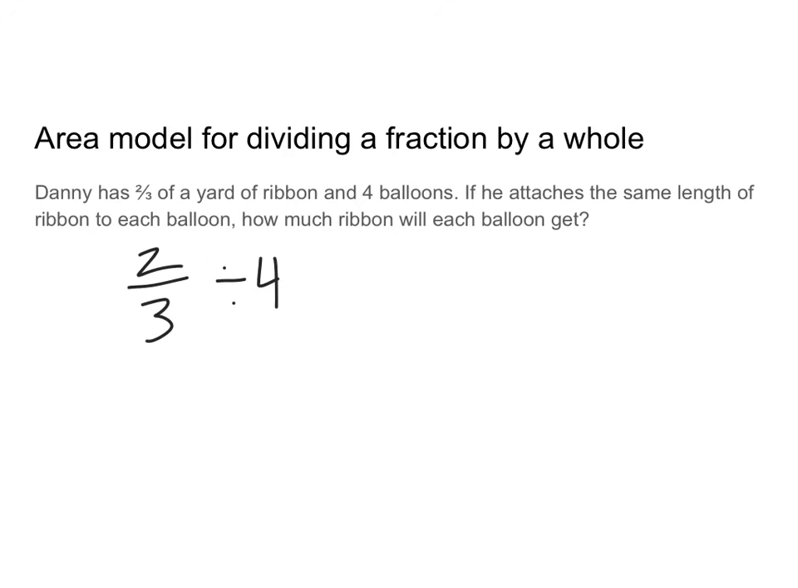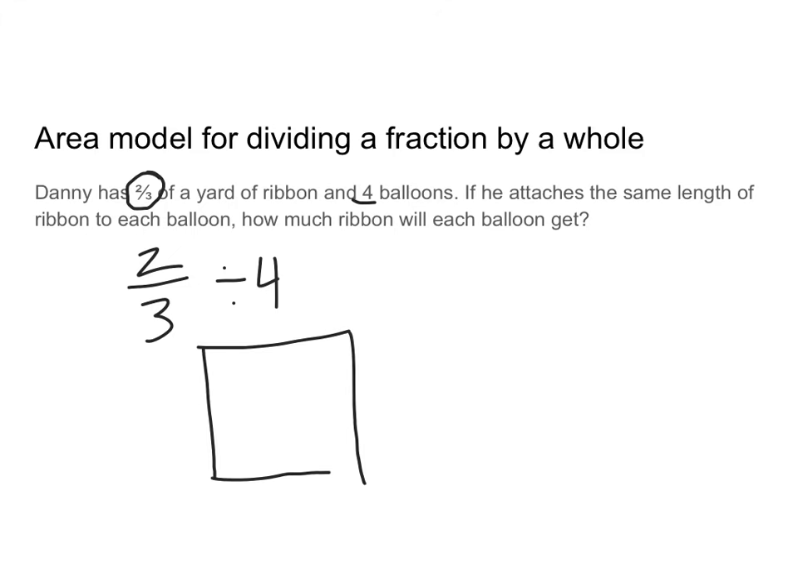So we should think of this as being 2/3 divided by 4 because he starts off with 2/3. That's our dividend, and we're breaking it up into 4 parts for the 4 balloons. So we're dividing 2/3 by 4. Okay, so let's start by making an area model for this.